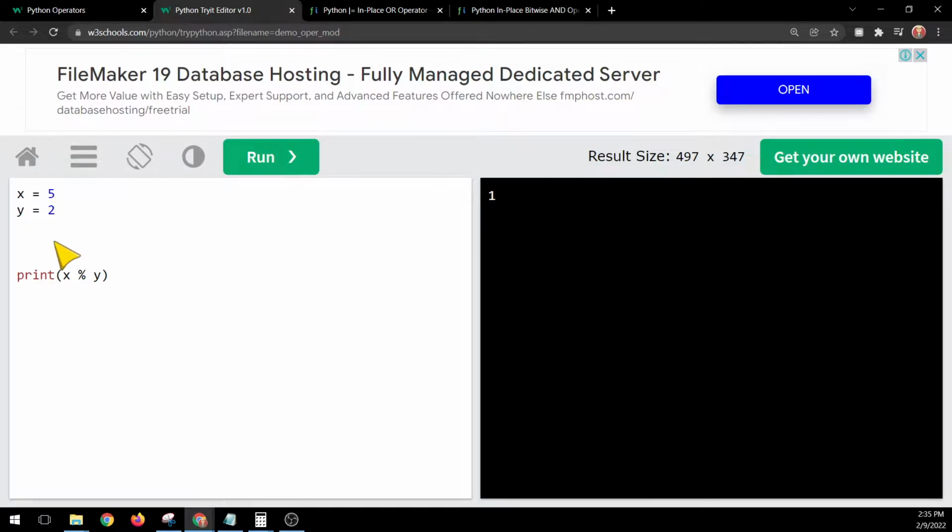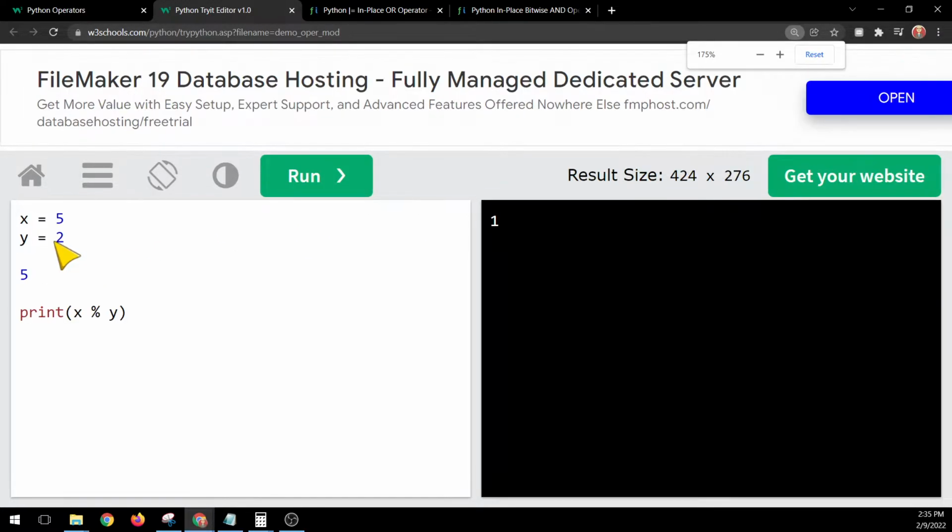Just to show you, 5 divided by 2 is, so 5 is equal to 2 plus 2 plus 1. So you can fit 2 twice into 5, and then the remainder of that would be 1. So that's what mod means. I don't know if I explained it well. Let me give you another example.